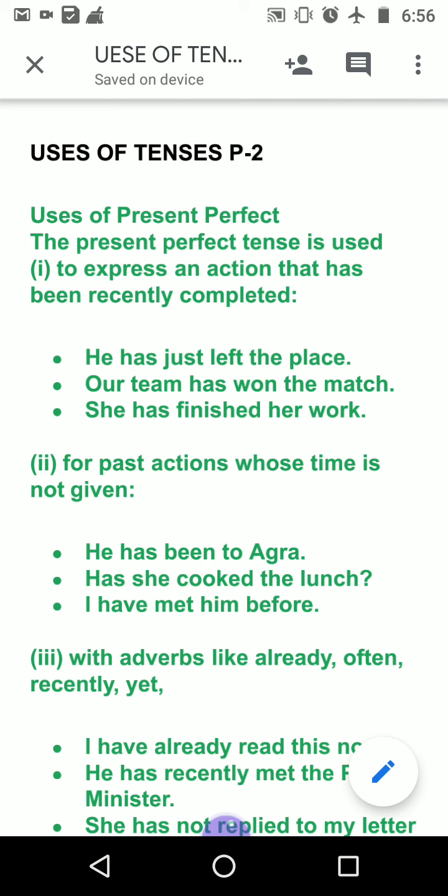Today I am going to continue the explanation of the chapter tense. We have done the structure of tense and now we are doing the uses of tenses. We have done simple present tense, present continuous tense, and today we are doing present perfect tense and present perfect continuous tense. Present perfect continuous is also known as progressive tense. So these are the two tenses that I have tried to explain here.